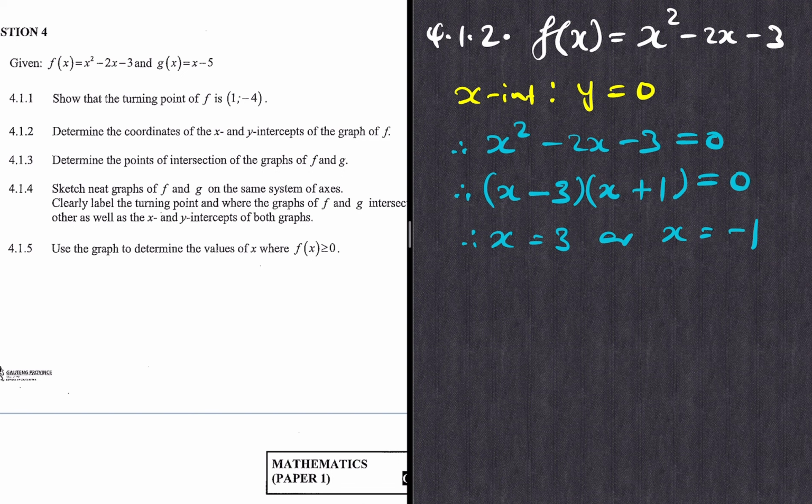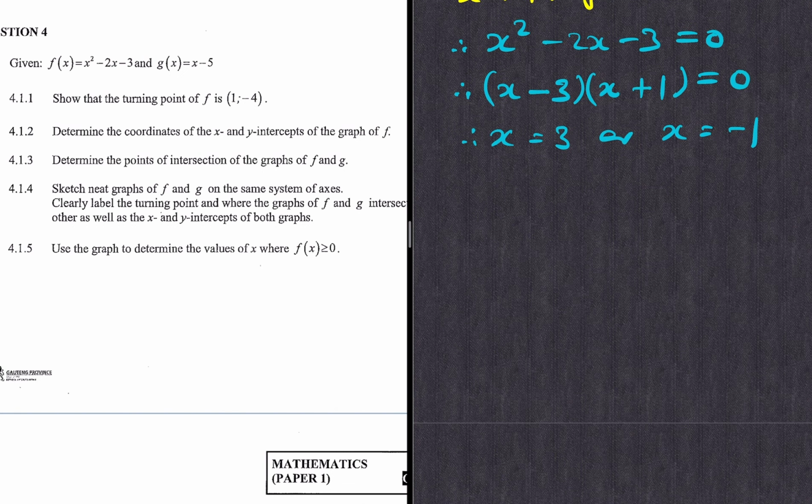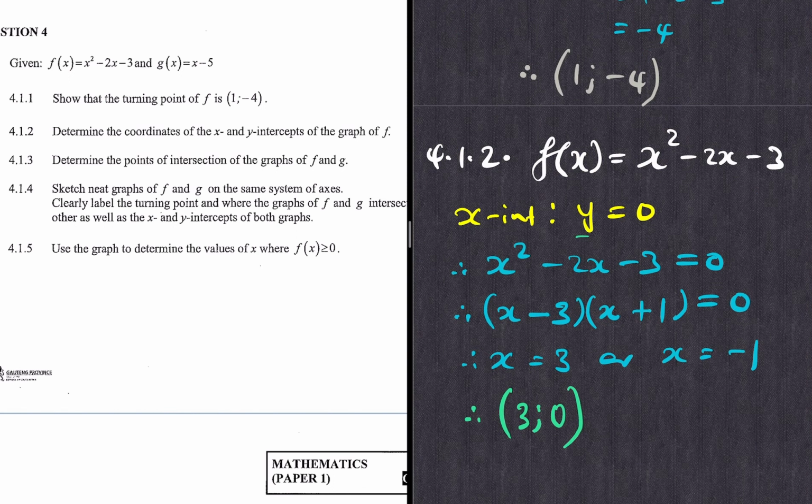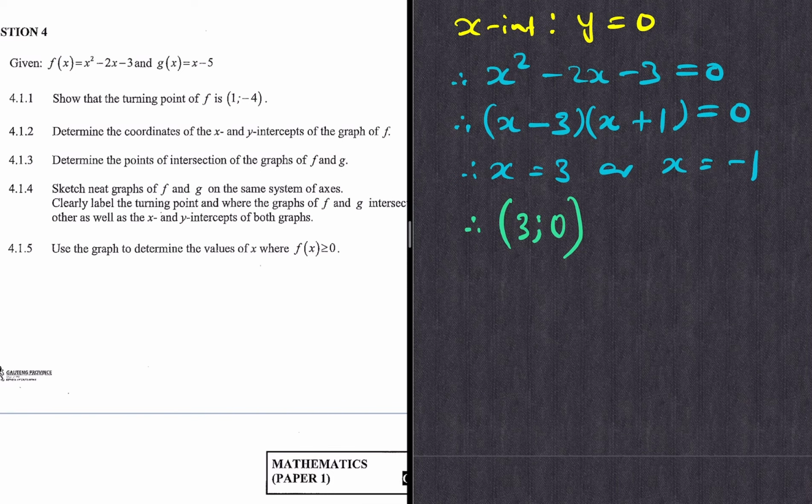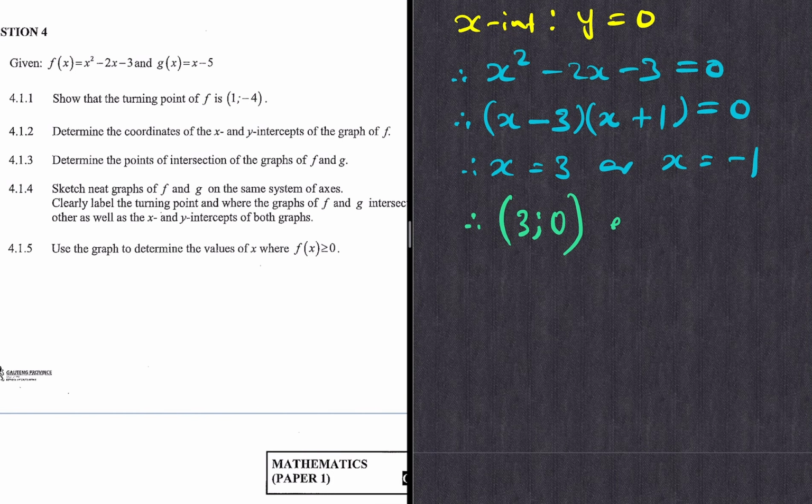Here, look guys, they want the coordinates. Okay, now the coordinates will then mean that when x is 3, y is 0, just right here. Okay, y is 0, x is the one which you just solved. You can just write, or it's going to have the x-intercept at negative 1 and y is still 0.